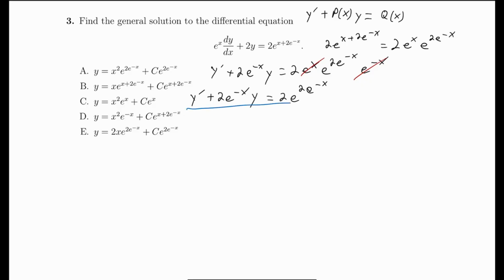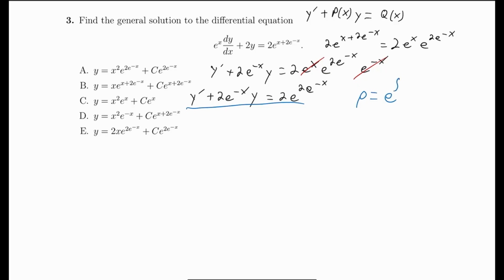This is now our linear differential equation, which means to solve this you can use an integrating factor. Remember, integrating factor is rho, which is equal to e to the integral of whatever the term in front of y is, so that 2e^(-x) dx. There should be a dx there actually. When you integrate that, you'll get e to the negative 2e^(-x).